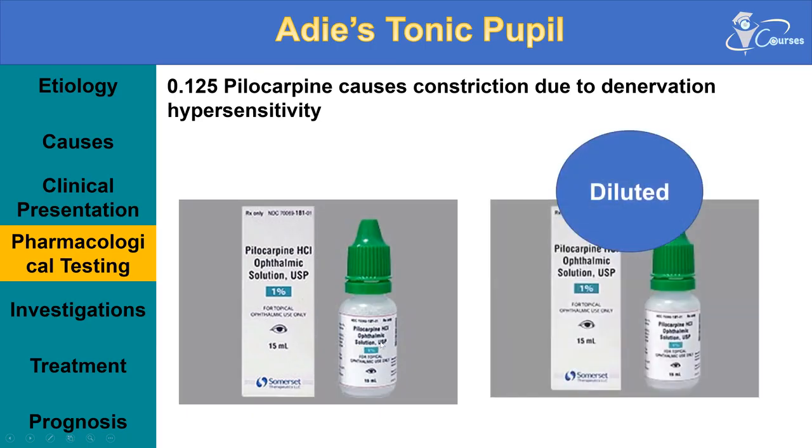However, those patients who have Adie pupil will constrict. Why? Because of the same principle of denervation hypersensitivity. Those patients have denervation of the short ciliary nerves, so they show upregulation of the muscarinic or parasympathetic receptors, so even with the slightest concentration of the parasympathomimetic pilocarpine, they will show constriction. So this will be the diagnostic test for Adie tonic pupil.